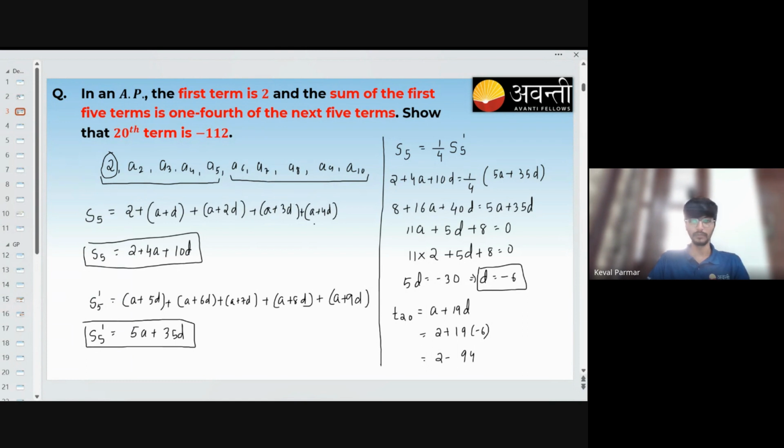Sorry, 104 it will be. 114. Thank you, Rashmi. 114. So that will be equal to minus 112. Hence proved, that was what he was asking. Correct? So I hope you are giving answers. That means you understood this. Superb. So let's move on to the next question.